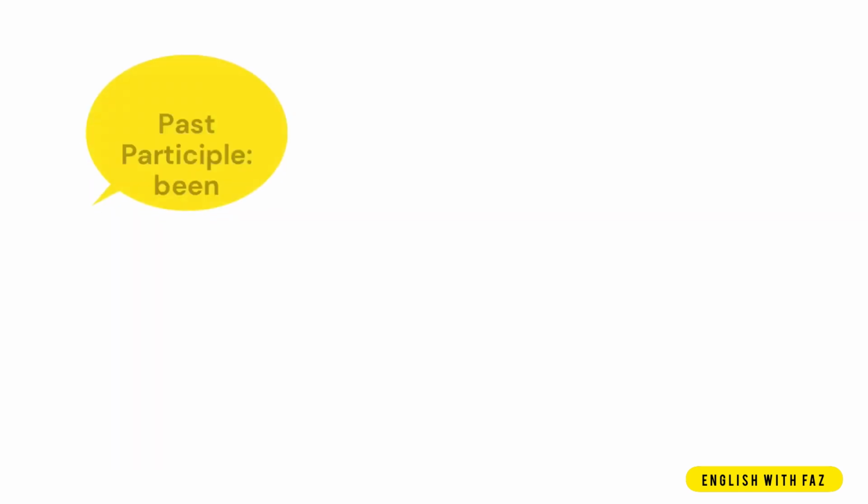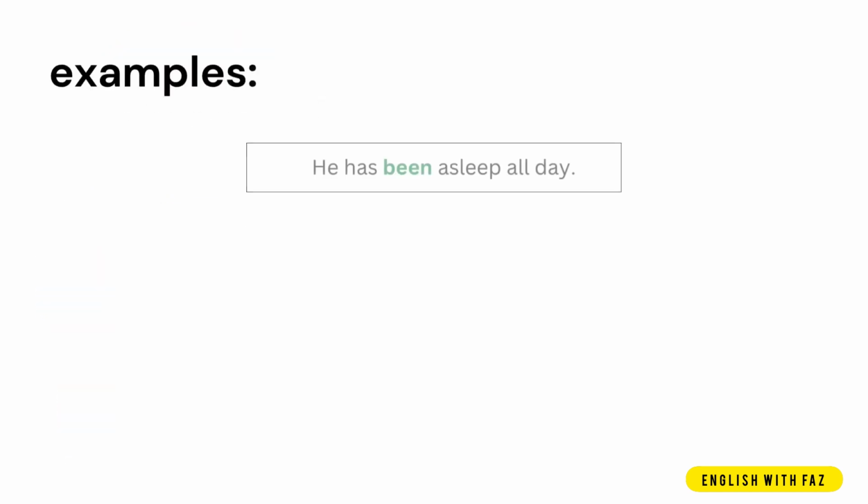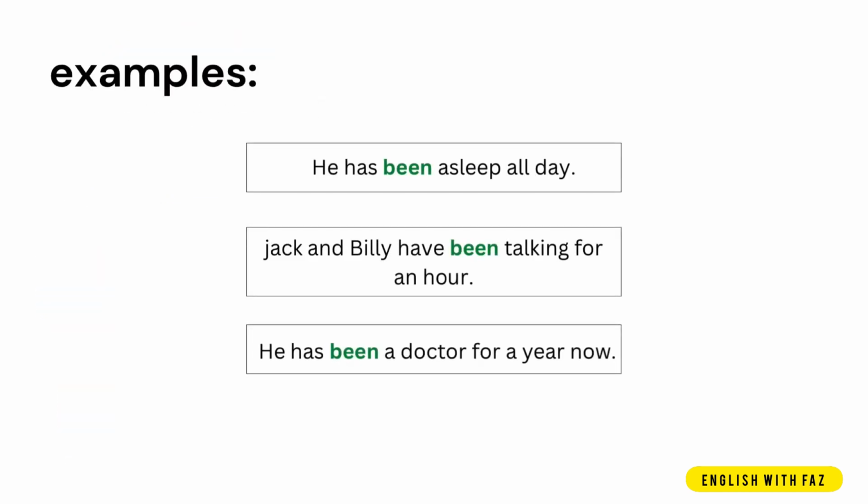Next, the past participle, been. This is the form of the to be verb used with the perfect tenses, and it is the same for all the subjects. Let's see some examples. He has been asleep all day. Jack and Billy have been talking for an hour. He has been a doctor for a year now.